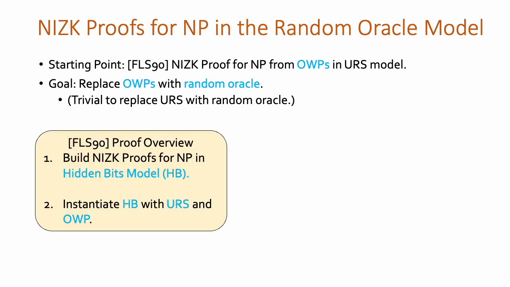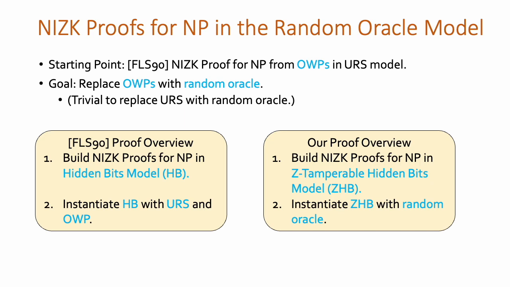In the original FLS construction, they begin with a NIZK proof for NP in the hidden bits model, then they instantiate the hidden bits with a URS and one-way permutation. In our setting, we modify the hidden bits model to something which we call the Z-tamperable hidden bits model. We build a NIZK proof for NP in this new model. Then we instantiate the Z-tamperable hidden bits model with a random oracle.